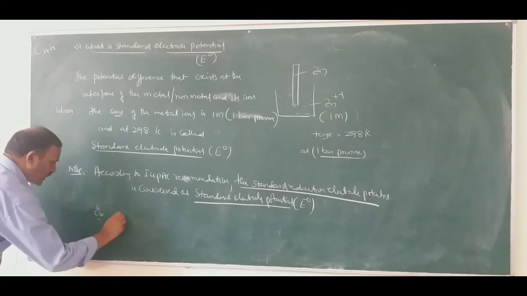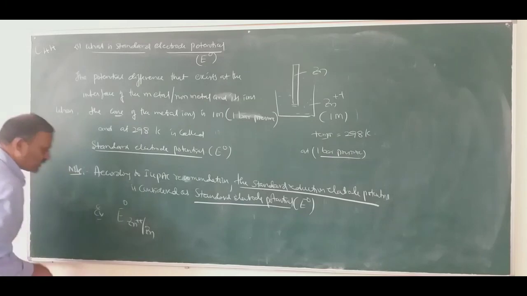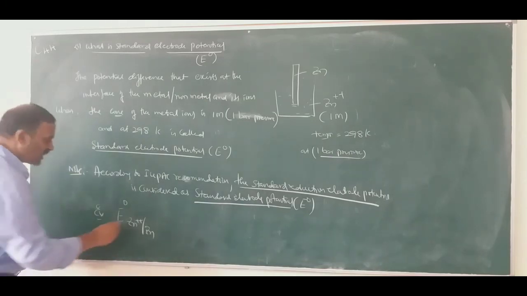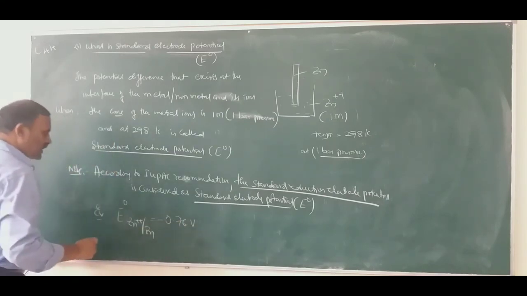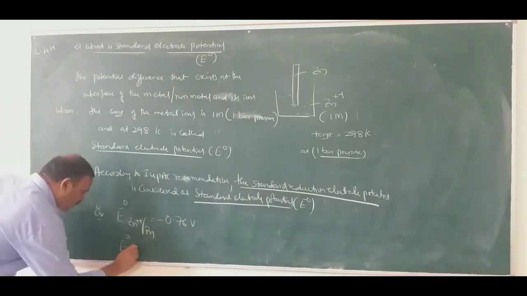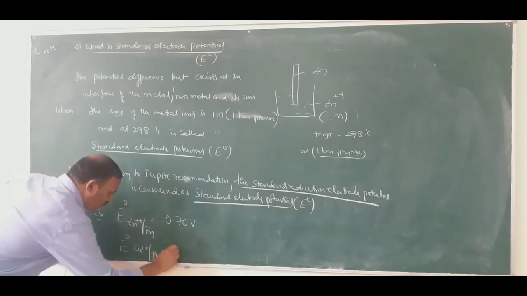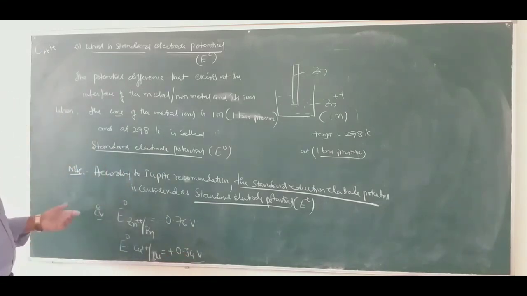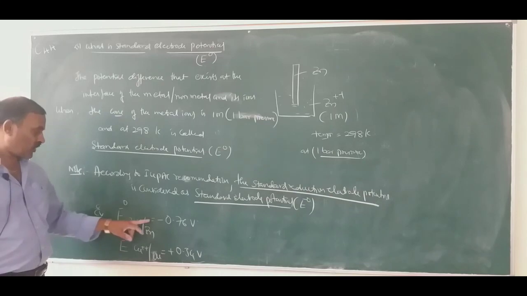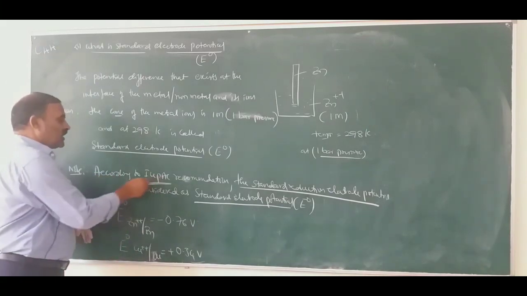Example, E naught of Zn2+ | Zn, the standard electrode potential of the zinc electrode, is equal to minus 0.76 volts. Similarly, E naught of copper is equal to plus 0.34 volt. So, even though it is a reduction electrode potential, it should be considered as standard electrode potential according to IUPAC recommendation.